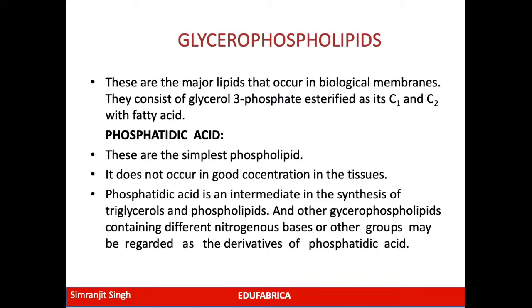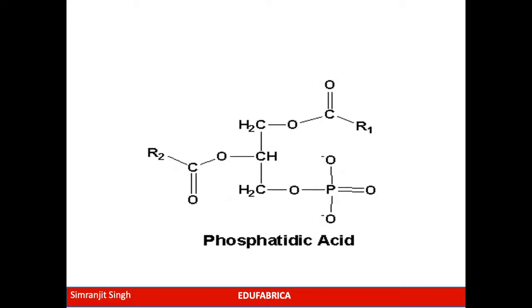And let's talk about glycerophospholipids. These are the major lipids that occur in biological membranes, and they consist of glycerol 3-phosphate, which is esterified at its carbon 1 and carbon 2 with fatty acids. And there is phosphatidic acid. These are the simplest phospholipids. They do not occur in good concentration in the tissue, and phosphatidic acid is an intermediate in the synthesis of triglycerols and phospholipids. The other glycerophospholipids, containing different nitrogenous bases or other groups, may be regarded as derivatives of phosphatidic acid. So this is how the phosphatidic acid group looks. Here is your phosphate group, then three carbons.